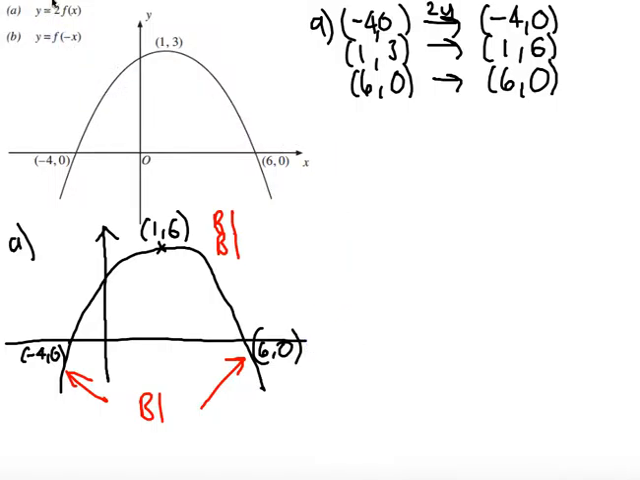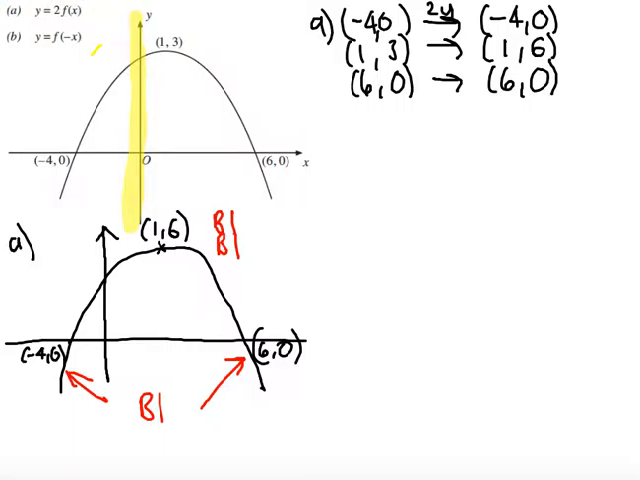Okay, let's look at part B. Part B is f of minus x. So this is a transformation on the x values. And this, because it's negative, is going to be a reflection. It's going to flip all the negative x values to positives and positives to negatives. So this is going to be a reflection in the y-axis. Okay, so we're going to be looking to reflect in this y-axis here.